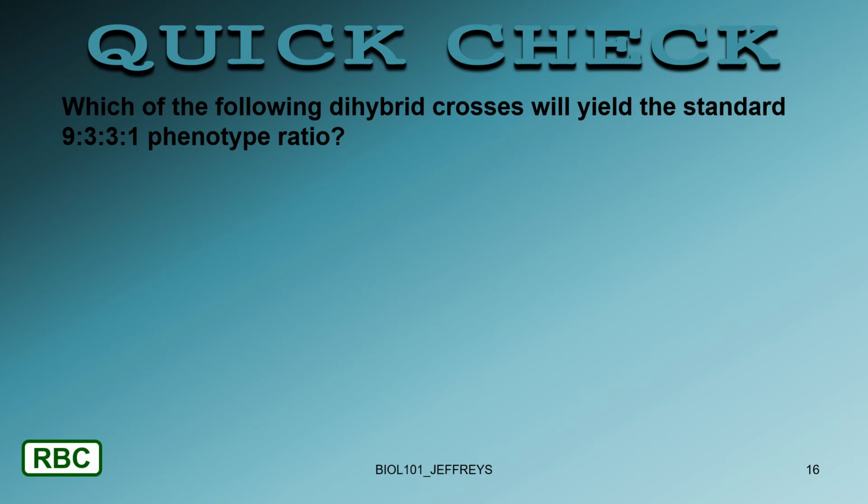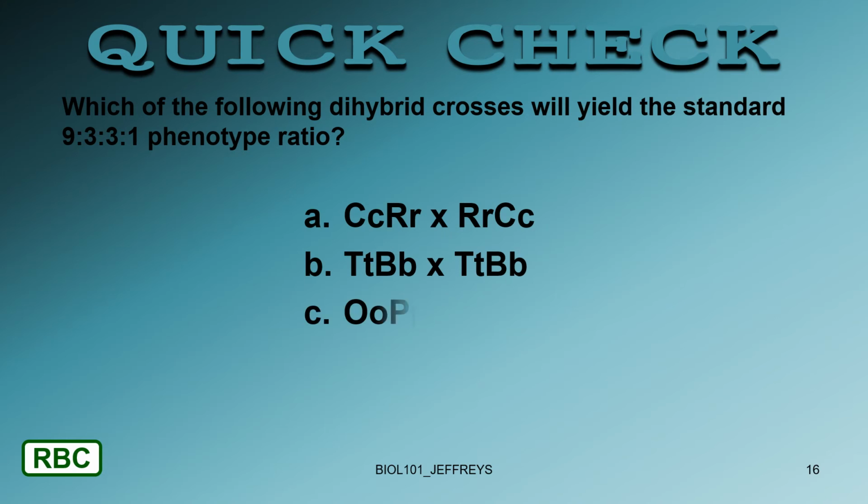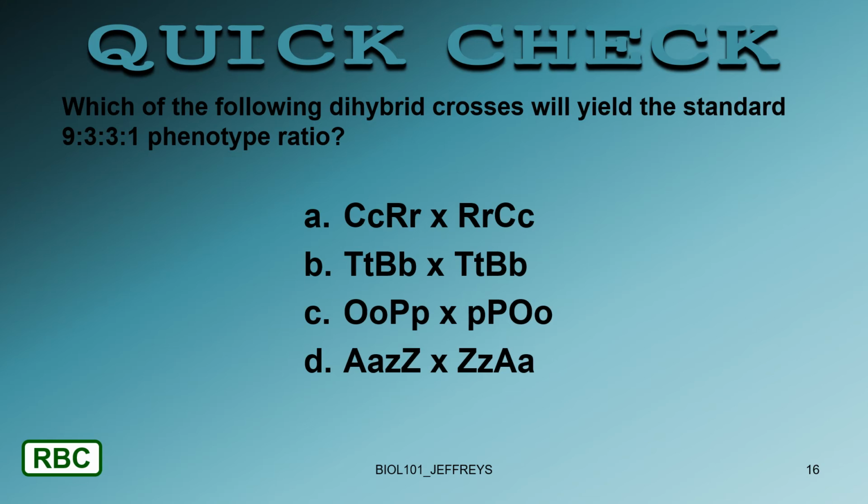So here's a quick check. Which of the following dihybrid crosses will yield the standard 9:3:3:1 phenotype ratio? Right? Look at them very closely. These are your choices. So which one of these will yield a 9:3:3:1 ratio? Remember, that's 2 heterozygotes crossed, or a heterozygote for both traits, dihybrid, self-fertilizing or crossed with itself.